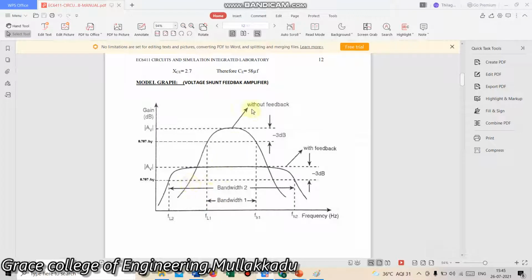This is the graph for without feedback and with feedback. Without feedback normally has high gain but lower bandwidth. But with feedback will have low gain but higher bandwidth.